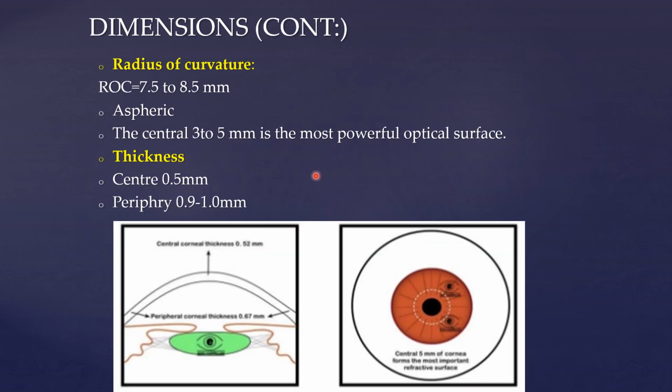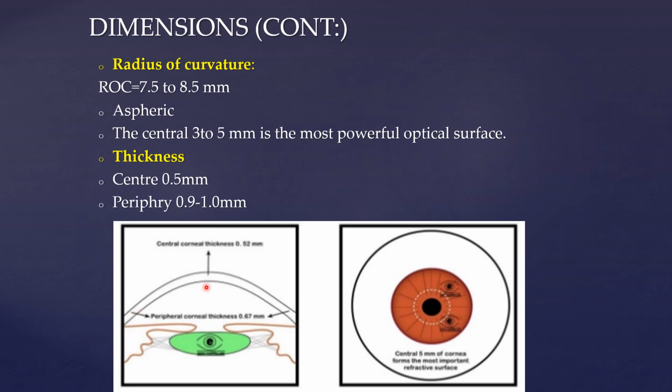Now the radius of curvature. The cornea is actually aspheric. It means the curvature changes throughout the surface of the cornea. It is steepest. Steepest means more curved, more convex. So it is steepest in the center, and as it moves towards the periphery, it becomes flatter.